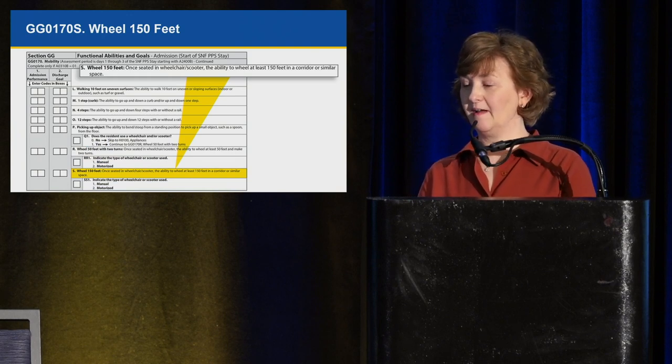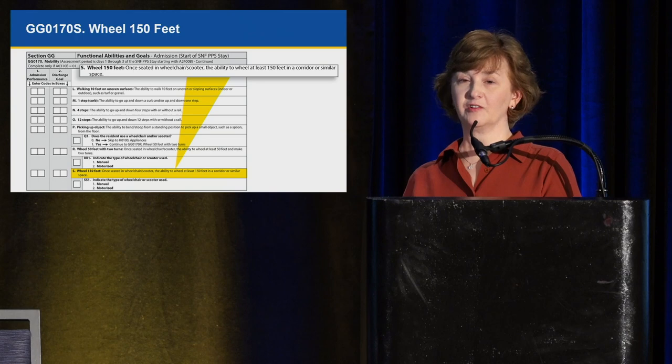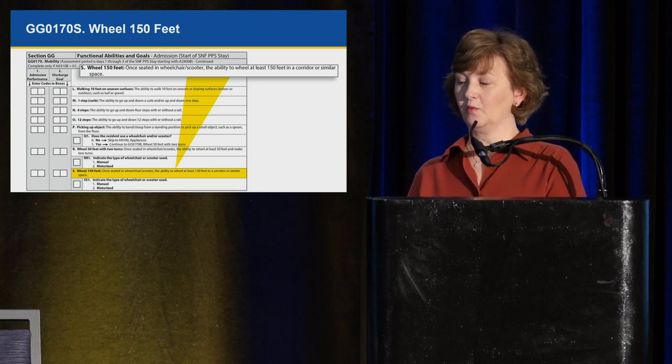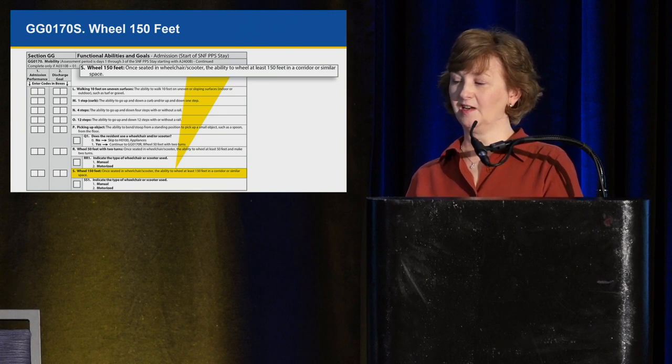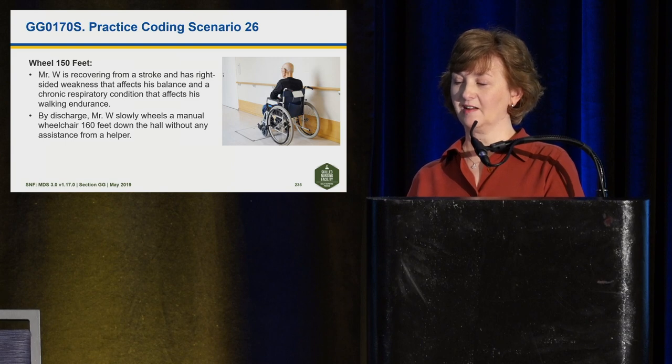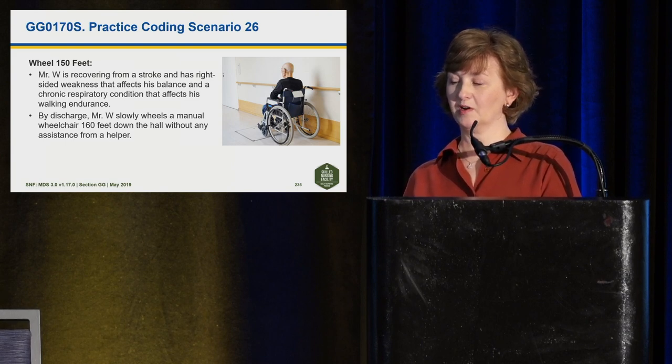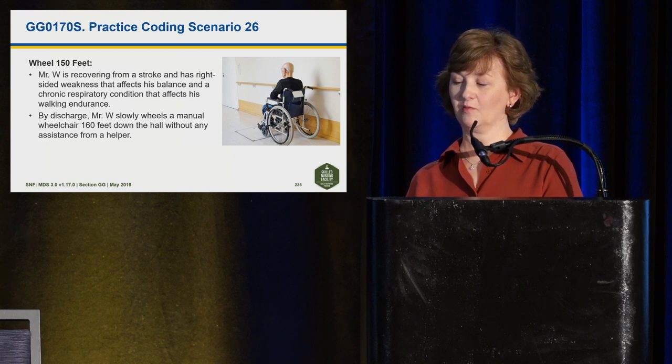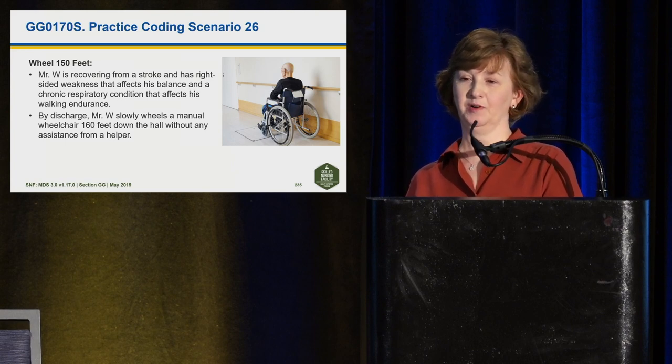Okay, so the last activity is wheel 150 feet. Once seated in wheelchair or scooter, that means the ability to wheel 150 feet in a corridor or similar space. So we have our last scenario here. Mr. W is recovering from a stroke and has right-sided weakness that affects his balance and a chronic respiratory condition that affects his walking endurance. By discharge, Mr. W slowly wheels a manual wheelchair 150 feet down the hall without any assistance from a helper.